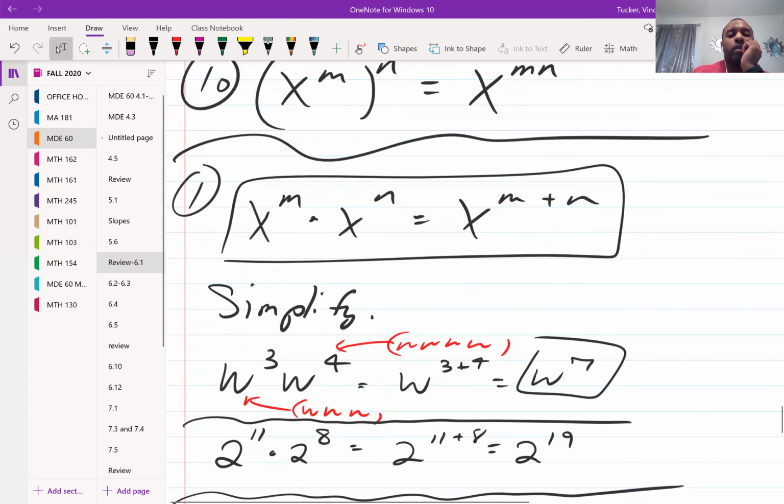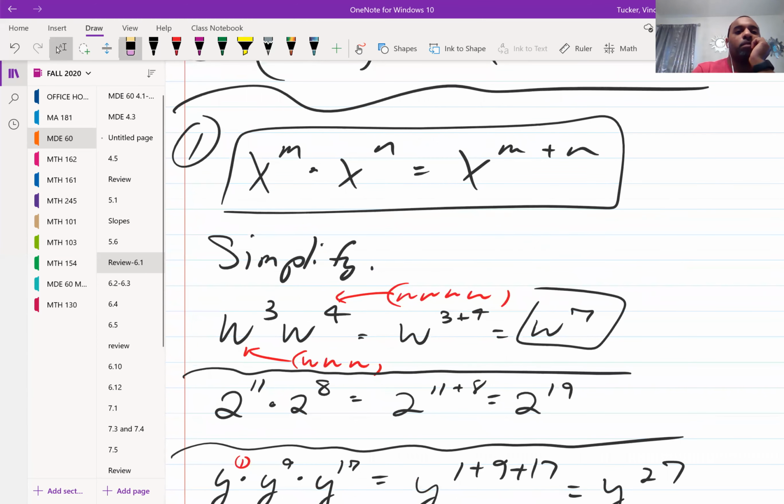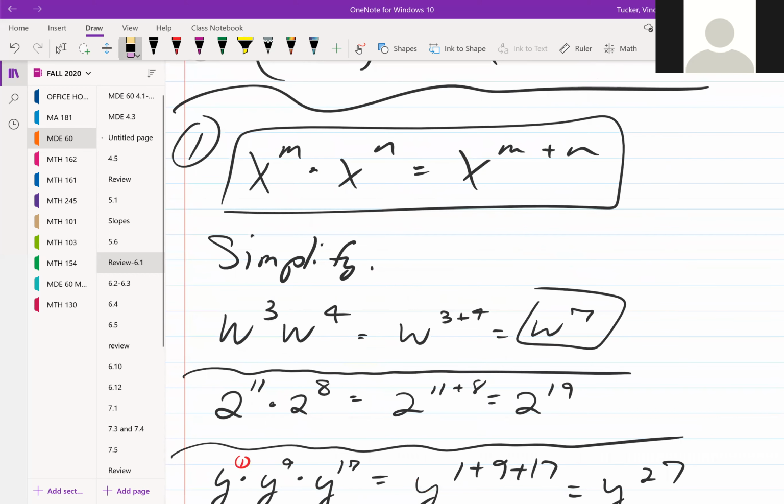Okay. So let's look at the first one. W to the 3rd power times w to the fourth power. Excuse me, somebody knocked on the door. So w to the third power times w to the fourth power. Like I said, you're going to add your exponents, and that'll be w to the seventh power.